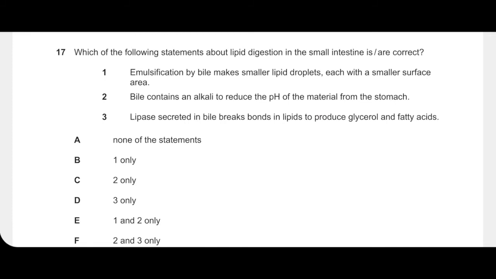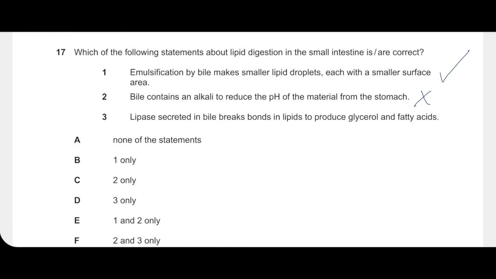And they've given us 3 statements. Statement number 1. Emulsion by bile makes smaller lipid droplets, each with the smallest surface area. That is true. Statement number 2. Bile contains an alkali to reduce the pH of the material from the stomach. That is incorrect. The bile is an alkali.